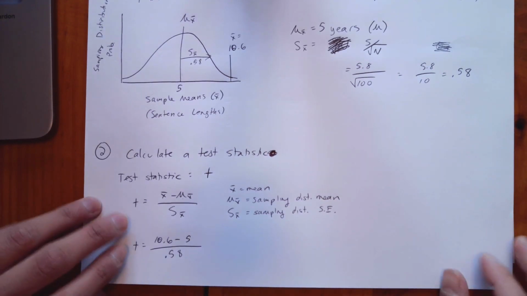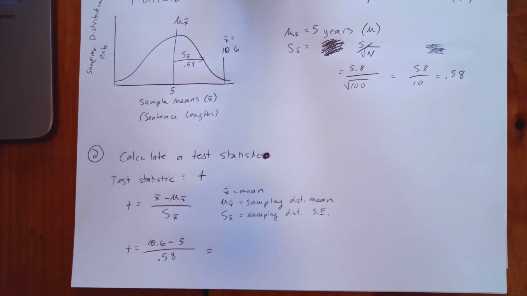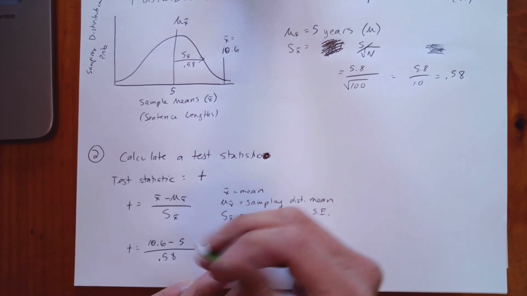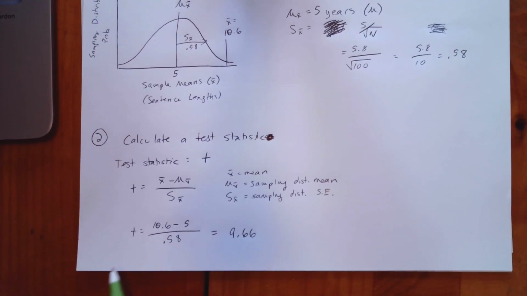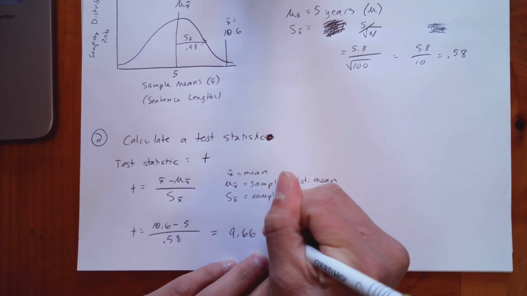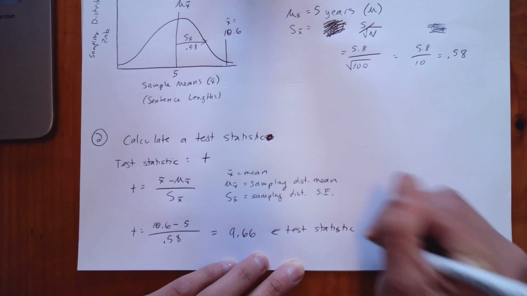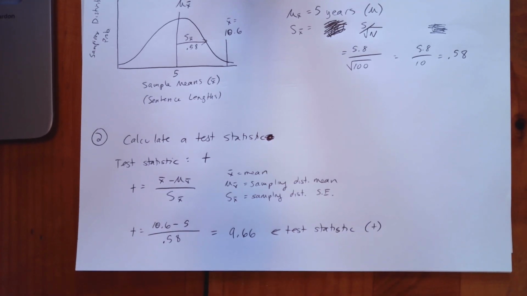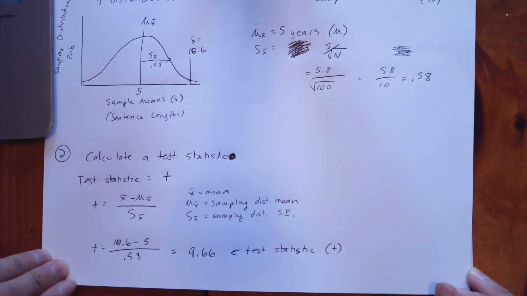And if you plug in all this stuff, you should get a test statistic of t equals 9.66. So 10.6 minus 5, and then all of that divided by 0.58 comes out to 9.66. So this here is our test statistic, which in this case is called t. And what this tells us is where on that t-distribution our sample falls.